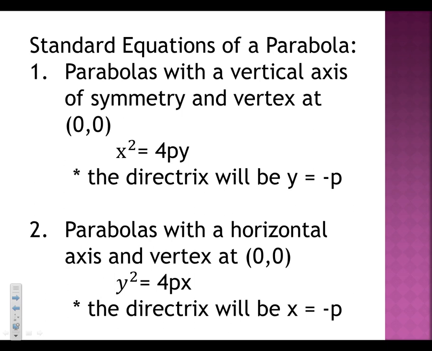Or, number two, parabolas that have a horizontal axis of symmetry and a vertex at (0, 0) will take on the form y squared equals 4px, where the directrix will be x equals negative p. So your directrix is going to be an x equals line if you have a y squared parabola equation. The reason for that is when our parabola equations begin with y squared instead of x squared, like we've mostly been working with so far, the y squared parabolas are going to tip to the left or to the right.